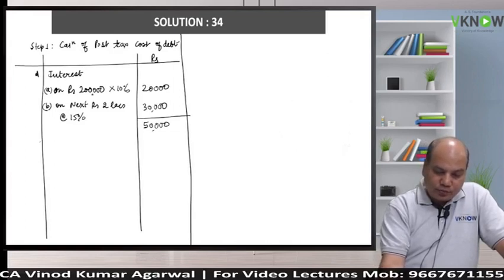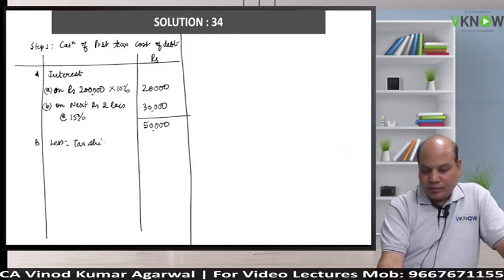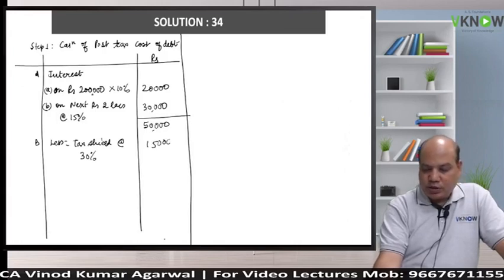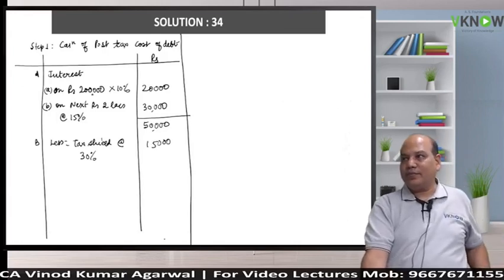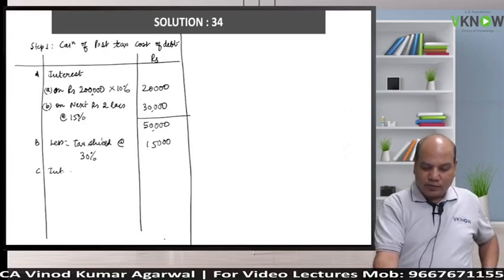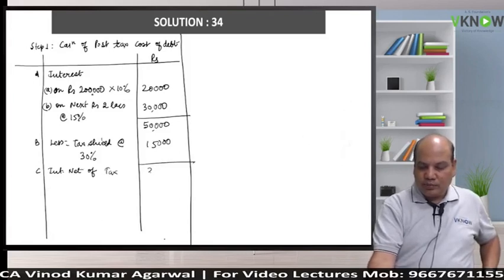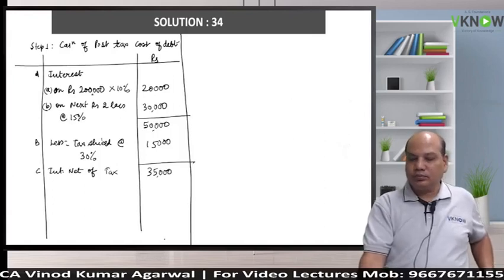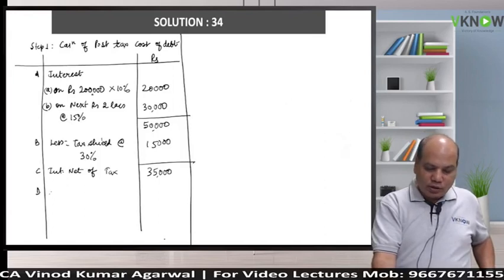So total interest is 50,000. Point B, less tax shield at the rate of 30%. So 30% you will save in the form of tax, 15,000. So what is interest net of tax? What you actually pay from your pocket is 35,000. And what is the amount of debt?